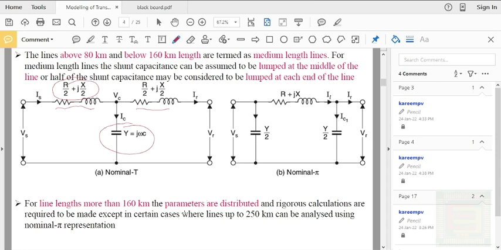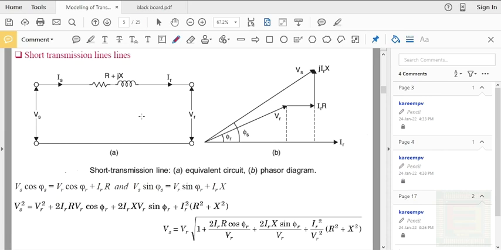And as we have seen, sometimes if the length of the transmission line is up to 250 kilometers, you can consider nominal T and pi representations for the analysis of the transmission lines. But generally, a transmission line whose length is greater than 160 kilometers is considered a long transmission line. Now let us see how we can analyze the short transmission line, or how we can represent a transmission line in terms of its electrical parameters.